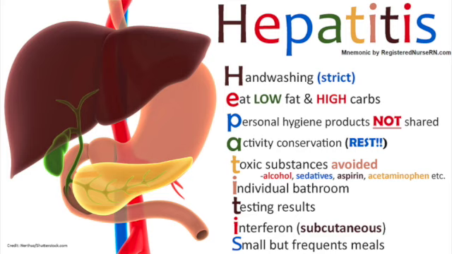Other practices include avoiding contact with bodily fluids and secretions that may be infected with the virus, safe sexual practices, abstaining from alcohol and certain over-the-counter medications, and getting adequate rest and eating a proper diet are also important. For a patient with hepatitis, a diet that is low in fat and high in carbs is important.